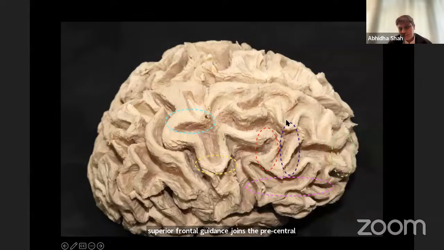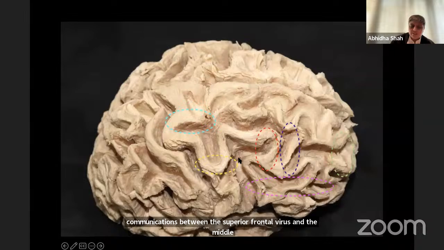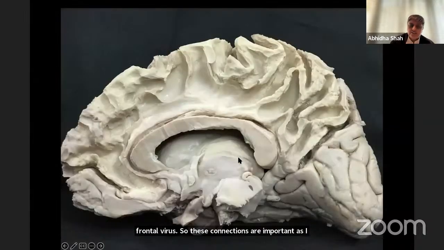Then you can see that there are connections here straight from the superior frontal gyrus to the inferior frontal gyrus, giving an offshoot to the middle frontal gyrus. And there are direct communications between the superior frontal gyrus and the middle frontal gyrus. So these connections are important, as I will tell you later why I think they're important. On the medial aspect, there is this cingulum that goes around above the corpus callosum, and this is the SLF, the medial part of the SLF that is present on top of the cingulum.